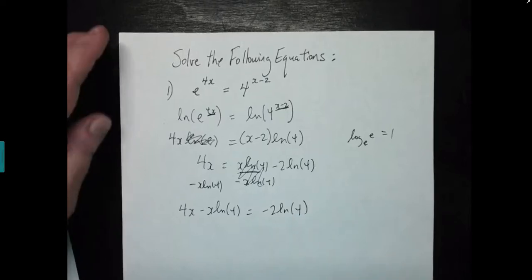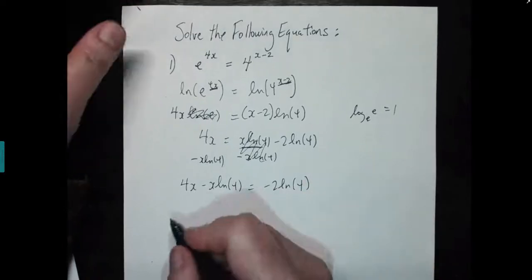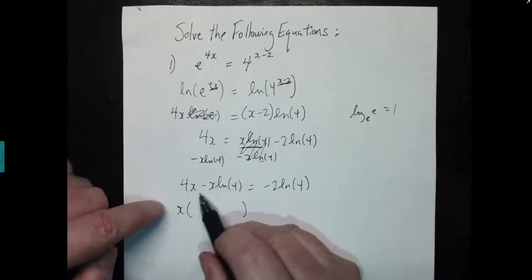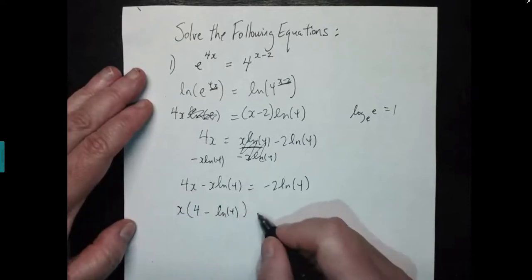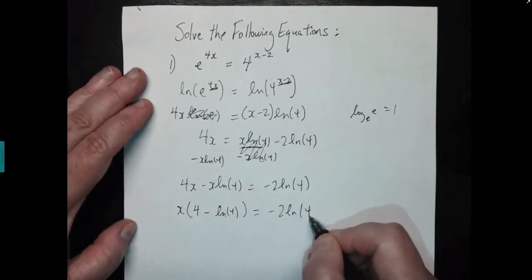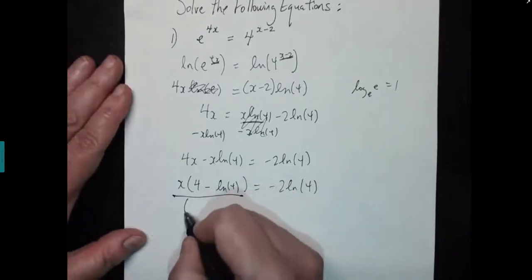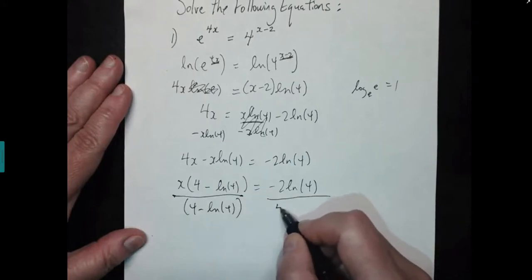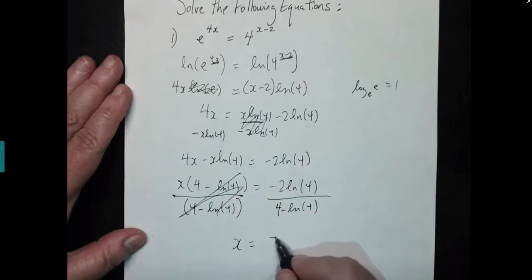Okay. Now, since I got everything with an x in it on one side, I'm going to factor it out. Again, this is just algebra, not a log rule. If I factor out the x, I'm left with 4 minus ln of 4. And now to get x by itself, I just divide both sides by whatever it's multiplied by here. So those will cancel. And this is my exact answer.